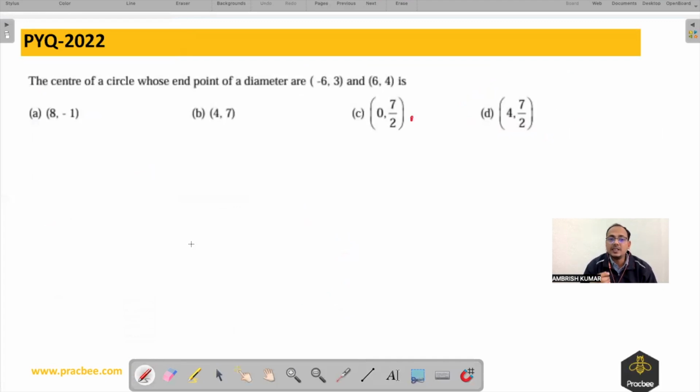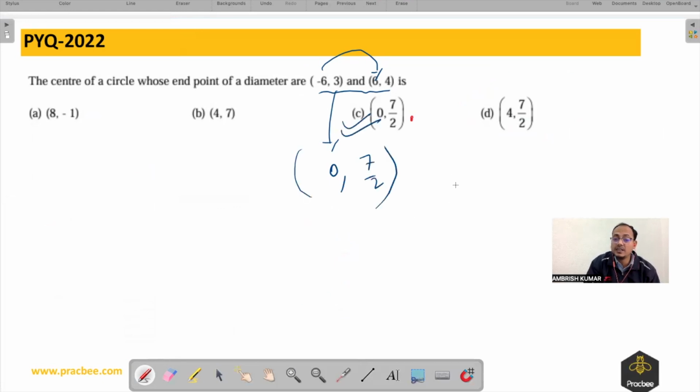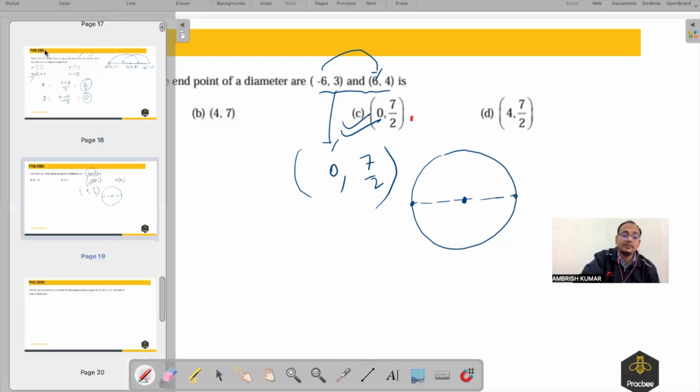The center of a circle whose endpoints of the diameter are given. Look, the midpoint of the diameter is going to be the center. So what will be the midpoint? -6 plus 6, that is 0 by 2, 0, and 3 plus 4, 7 by 2. Quite easy. Whenever we have a circle and you are given the endpoints of the diameter, the midpoint of the diameter is the center. So you just need to apply the midpoint formula. What is the midpoint formula? Add the x coordinates, divide by 2, add the y coordinates, divide by 2. That is the midpoint formula.